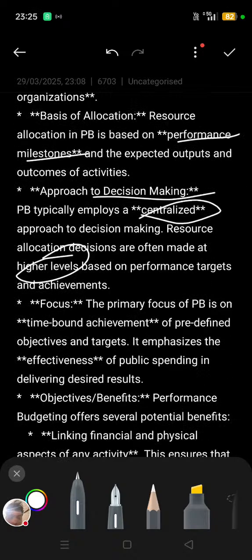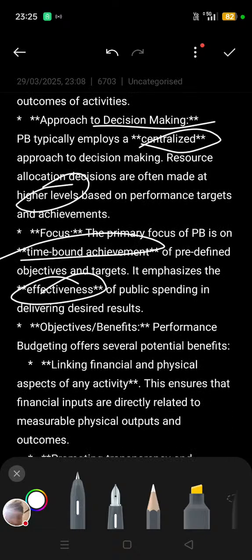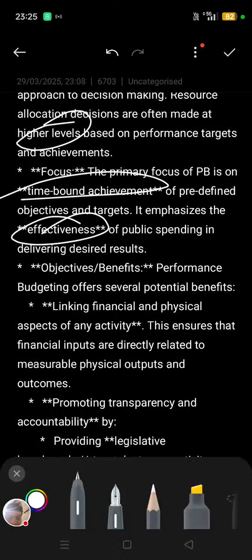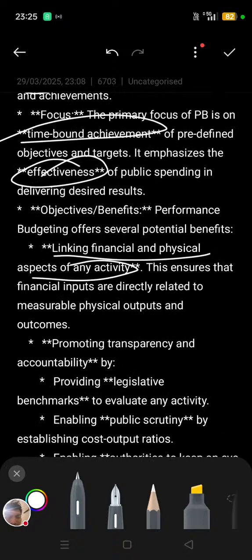Then the primary focus of performance budgeting is on time bound achievements. This is the key. The predefined objective and target emphasize the effectiveness of public spending in delivering desired results. Objectives and benefits. Performance budgeting offers several potential benefits like linking financial and physical aspects of any activity. This ensures that financial inputs are directly related to measurable physical outcomes and outputs.